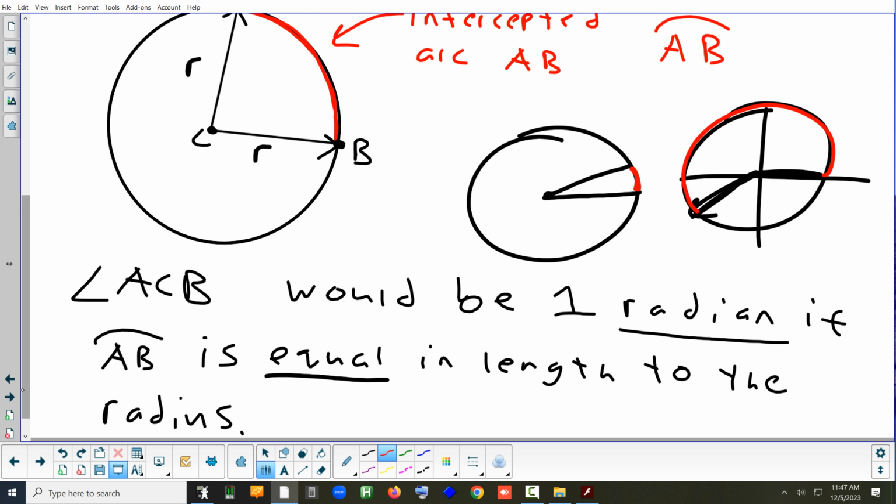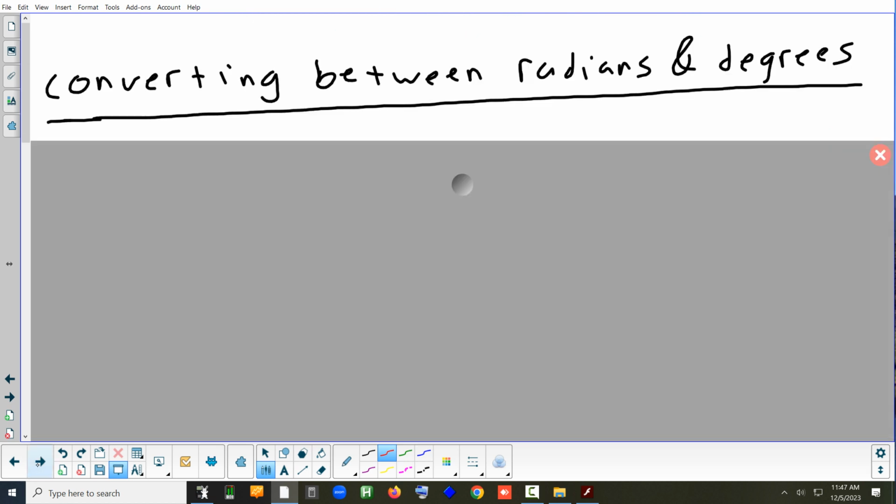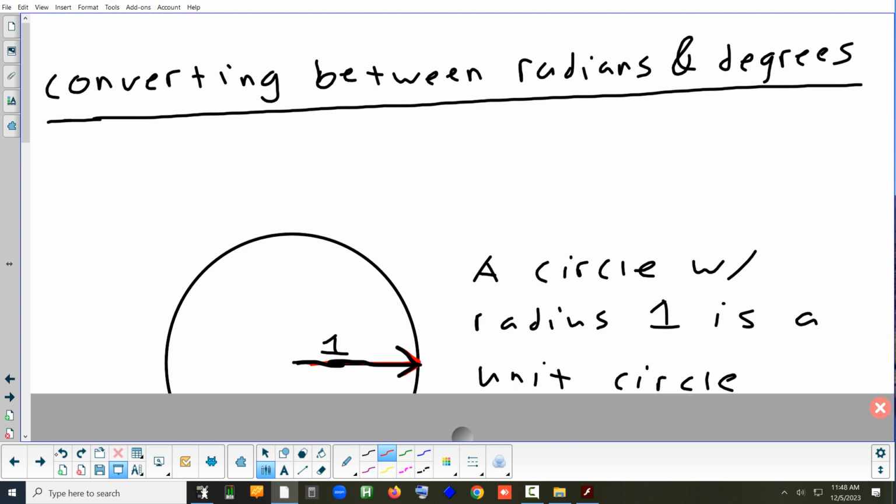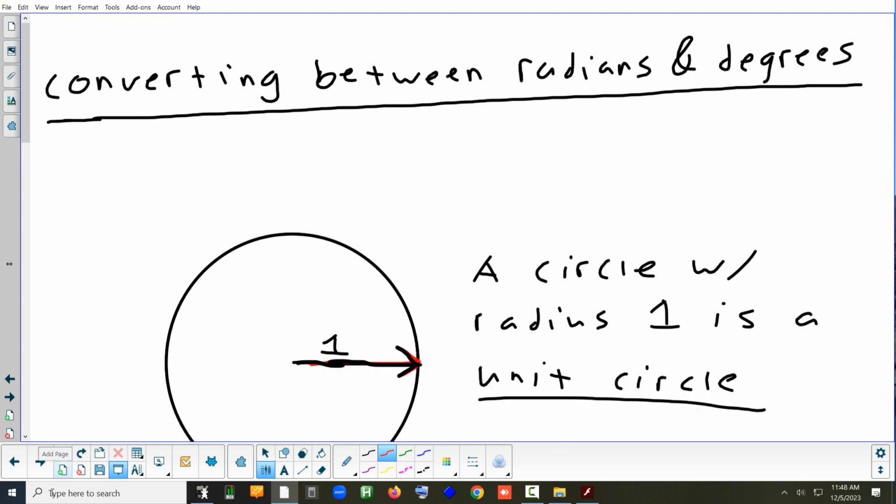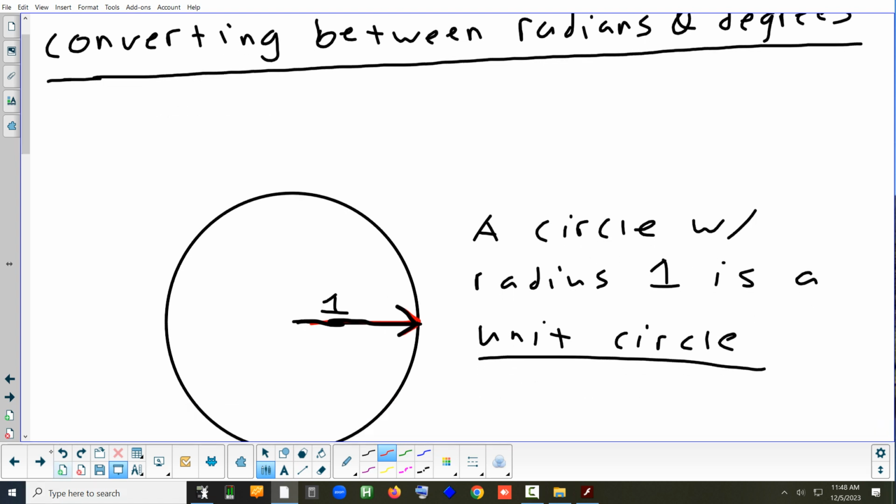All right, so now the important thing is how do we convert between radians and degrees? Well, I have to start you with something. You have to have some fact to start with to figure this out. So I'm going to give you a piece of information, and using that, we can build on it to figure out formulas to convert between radians and degrees. And the piece of information has to do with what's called a unit circle.